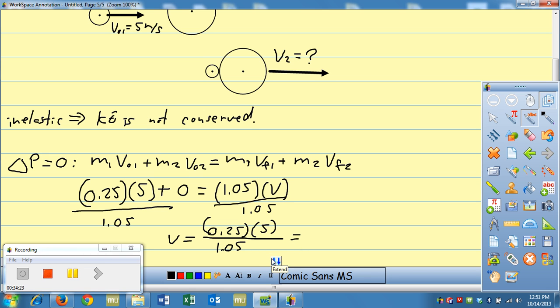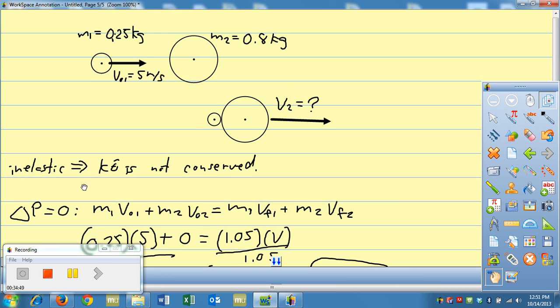times 5 over 1.05. 0.25 times 5 divided by 1.05 is 1.19. 1.19 meters per second. There's our answer. So you can see that when you bring in that elastic collision with the conservation of kinetic energy, the things get way, way more complicated. But it's not too bad in a situation like this.